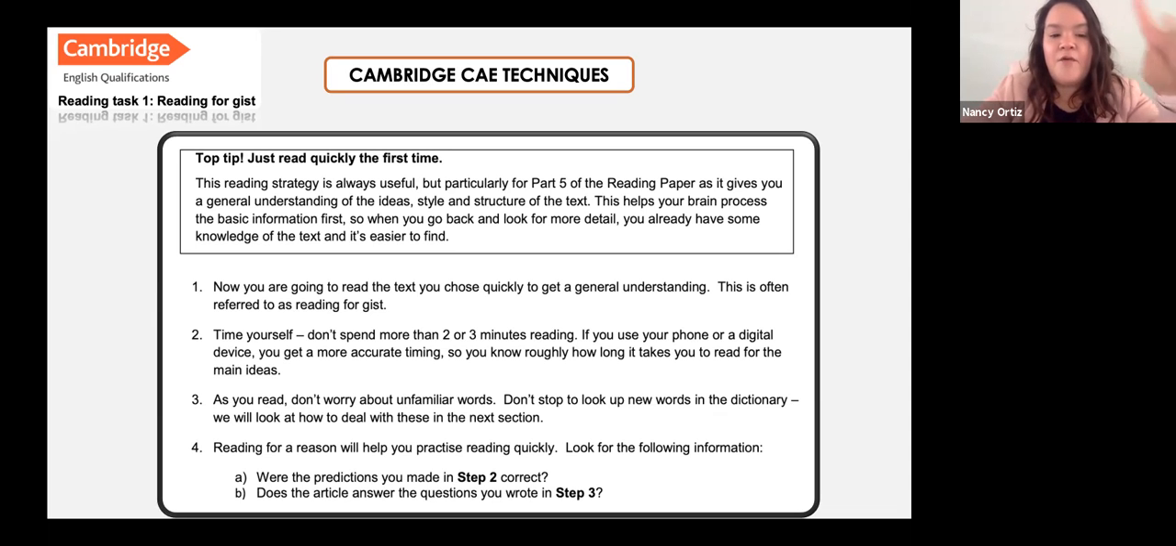Number 4, reading for a reason will help you practice reading quickly. Look for the following information. Were the predictions you made in step 2 correct? Does the article answer the questions you wrote in step 3? Okay, let me again send you this picture in your chat. Just a sec.